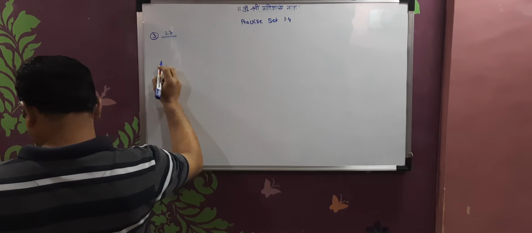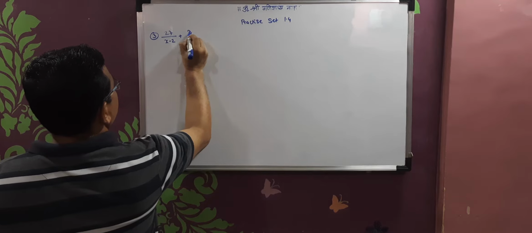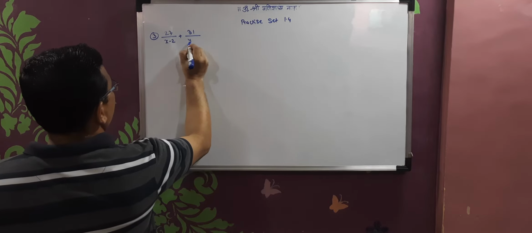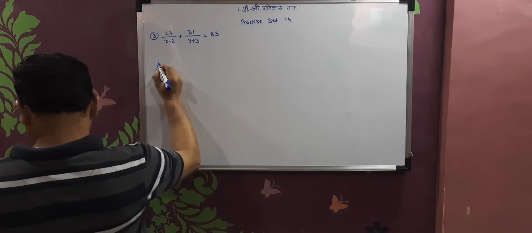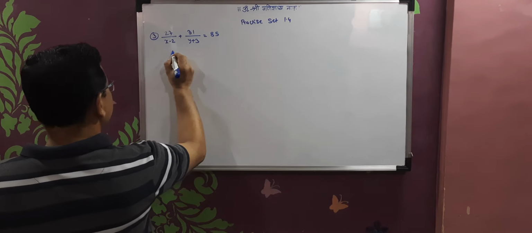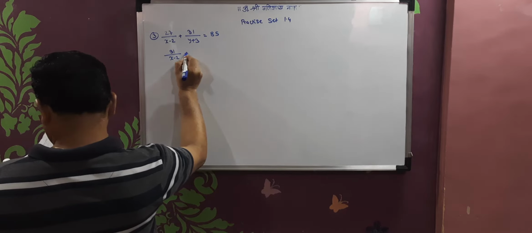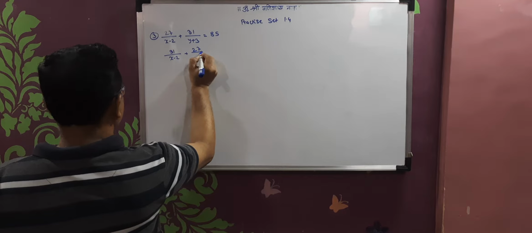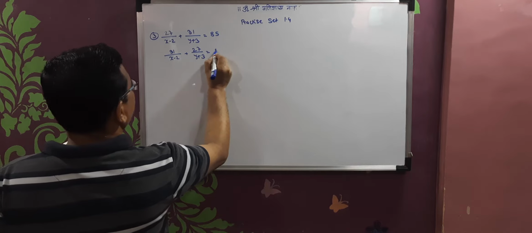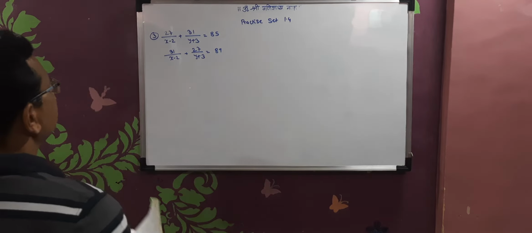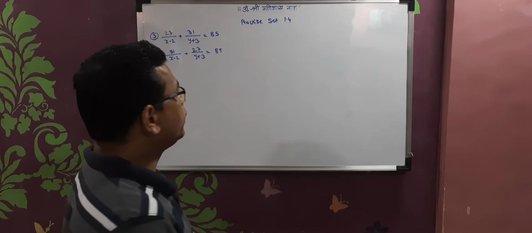27 divided by x minus 2 plus 31 divided by y plus 3 is equal to 85, and the second equation is 31 divided by x minus 2 plus 27 divided by y plus 3 is equal to 89. These are the two non-linear equations. We have to find out the value of x and y over here.